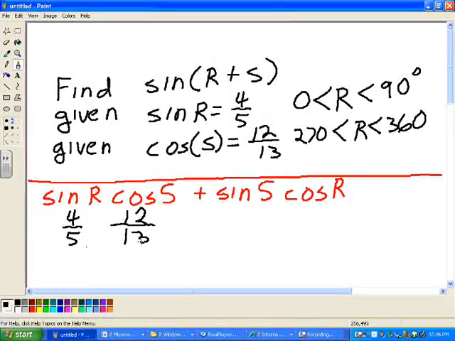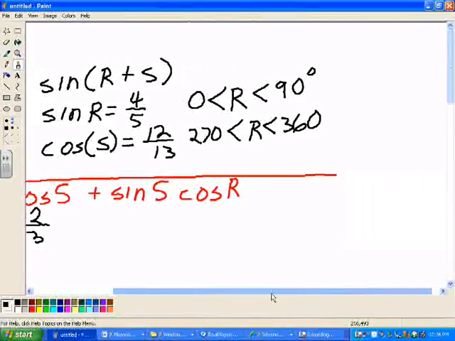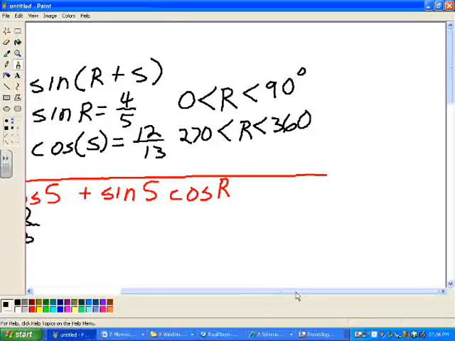So now I've got a problem. I've filled in two of them. I know that the sine of R is 4/5. I know the cosine of S is 12/13. They did not give me the sine of S. So I'm going to guess that somewhere over here, if I was clever, I would be able to find the sine of S.